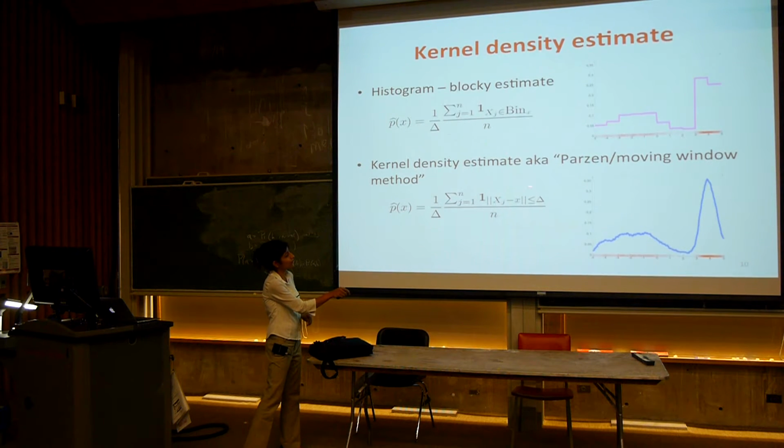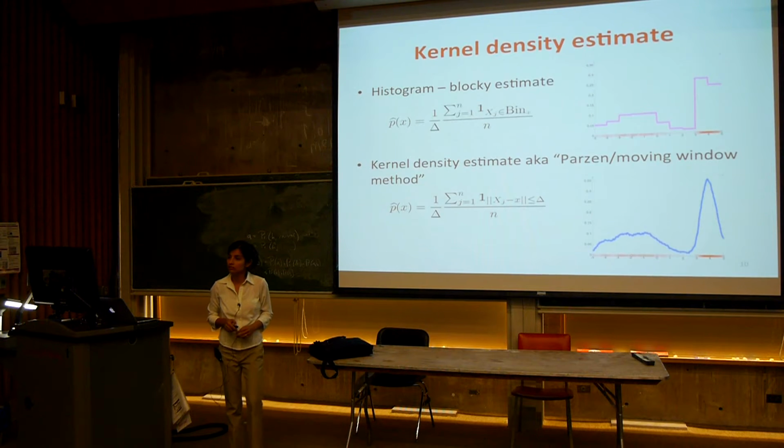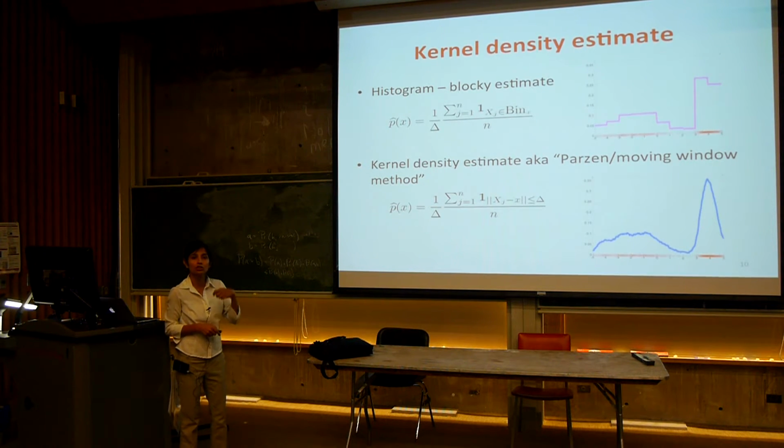So you can think of this term in here, which is computing whether or not a training point falls within delta of your test point little x, as a kernel, right? It's a kernel which is outputting either a 1 or a 0 based off of whether your training point is within delta of little x or not.